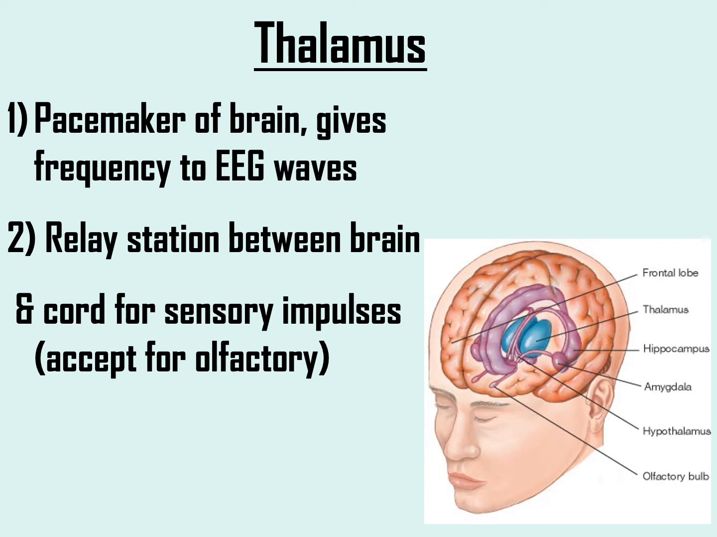Really, really important that you know that, because it gives form and frequency to our EEG waves. It's a central way station and a relay station between the brain and the spinal cord. Lesions here can cause sensory loss, spontaneously occurring pain, or excessive reaction to a very light touch contralateral to the site of the lesion.